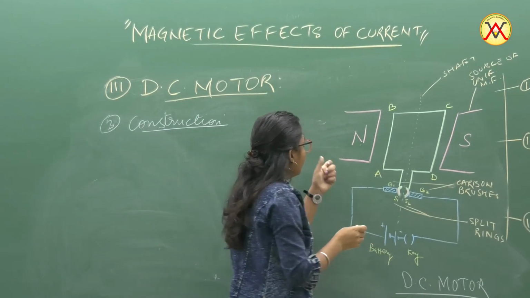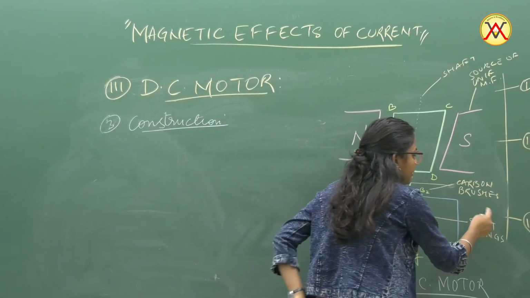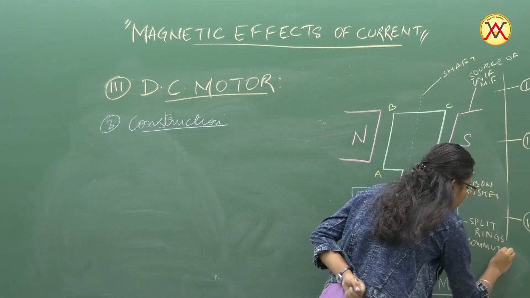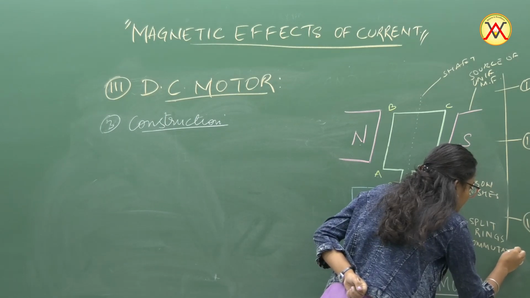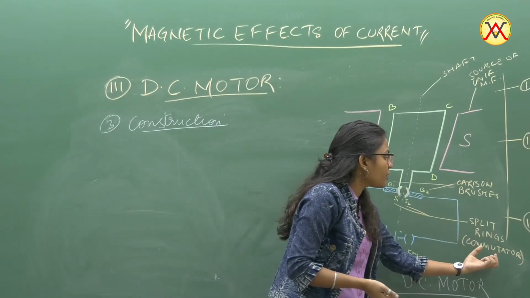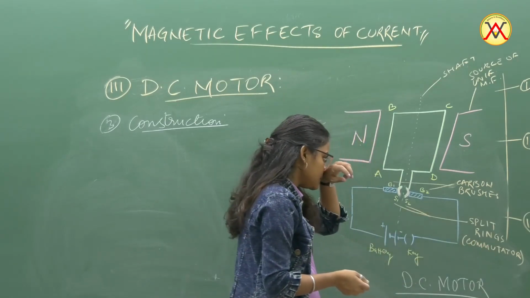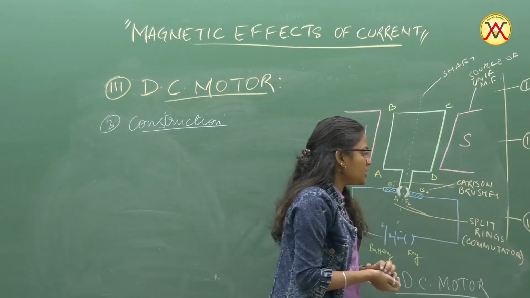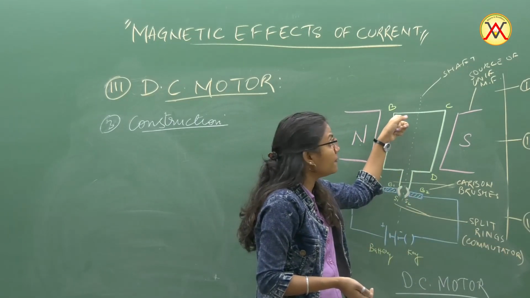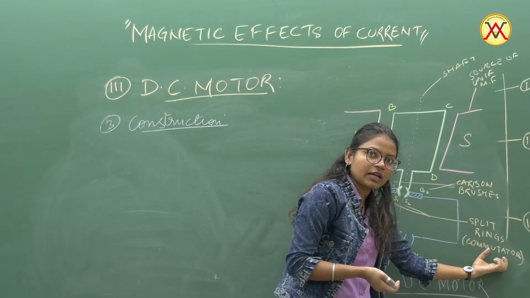Now, when the construction part is over, do mention that split rings act as commutator, because it has got very high probability that the role of carbon brushes or commutator is asked in 2 marks question or 3 marks question. So, split rings act as a commutator, and the role of commutator is to reverse the direction of current in the coil. Okay? This is the role of our commutator.